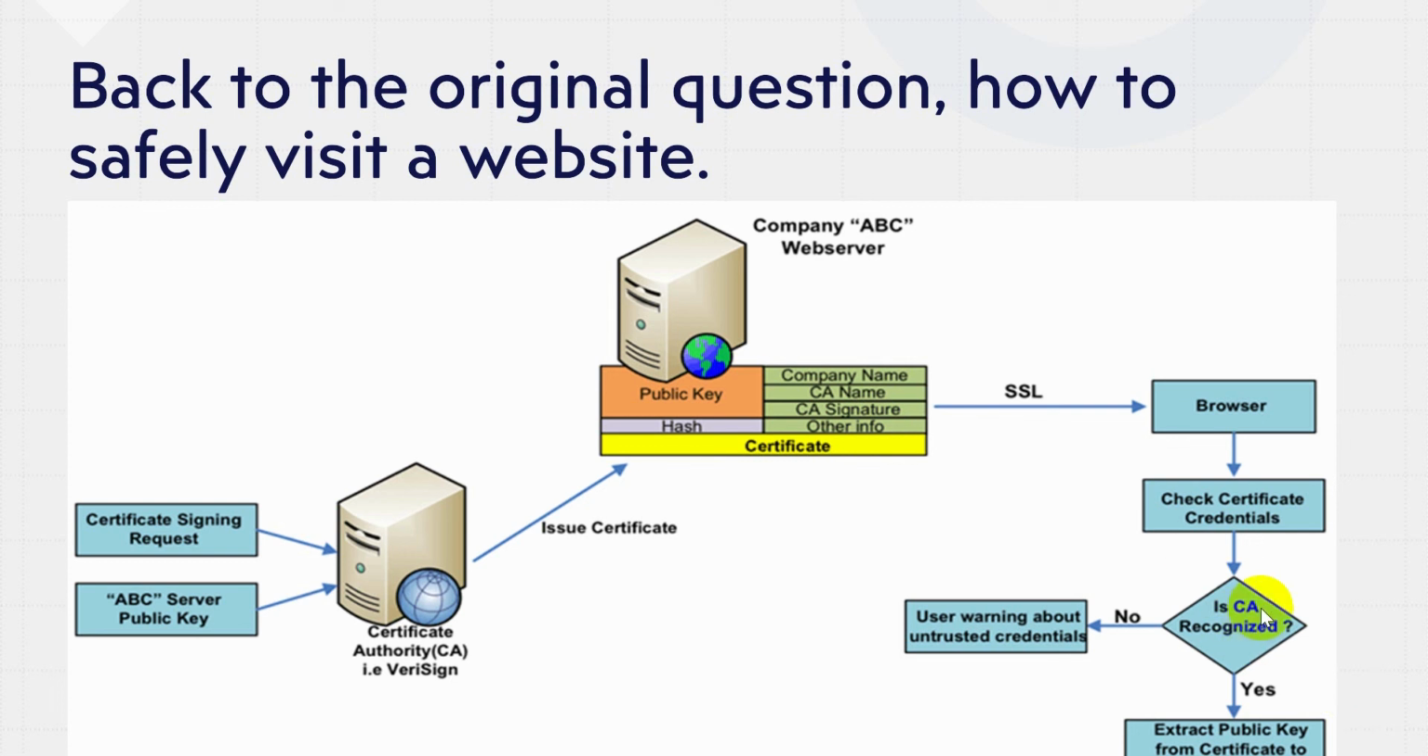If the CA is not recognized, then they give a user warning about untrusted credentials. So that's why sometimes when we visit websites, they would say that it's not safe. That would mean that they don't recognize the CA that the web server contacted. But that doesn't necessarily mean the website is dangerous or anything. It's just less safe.